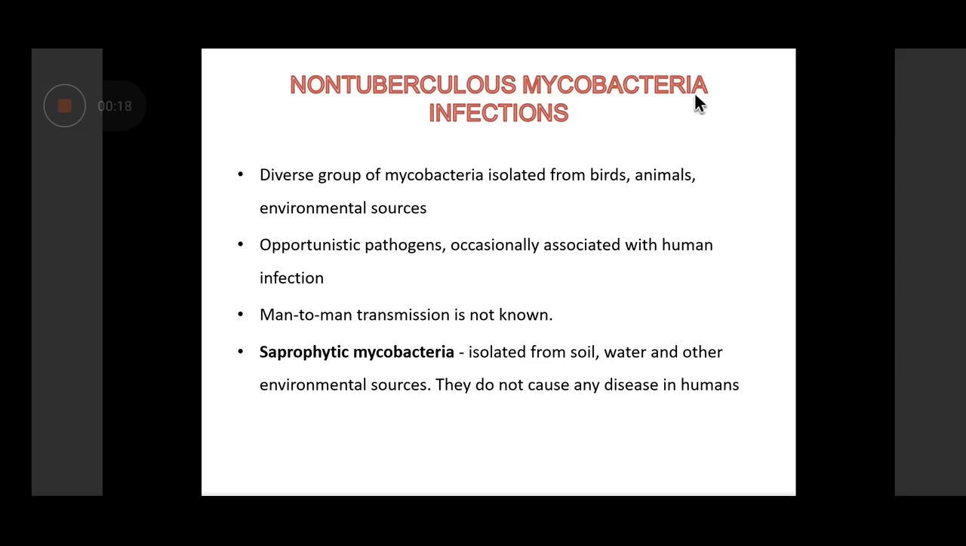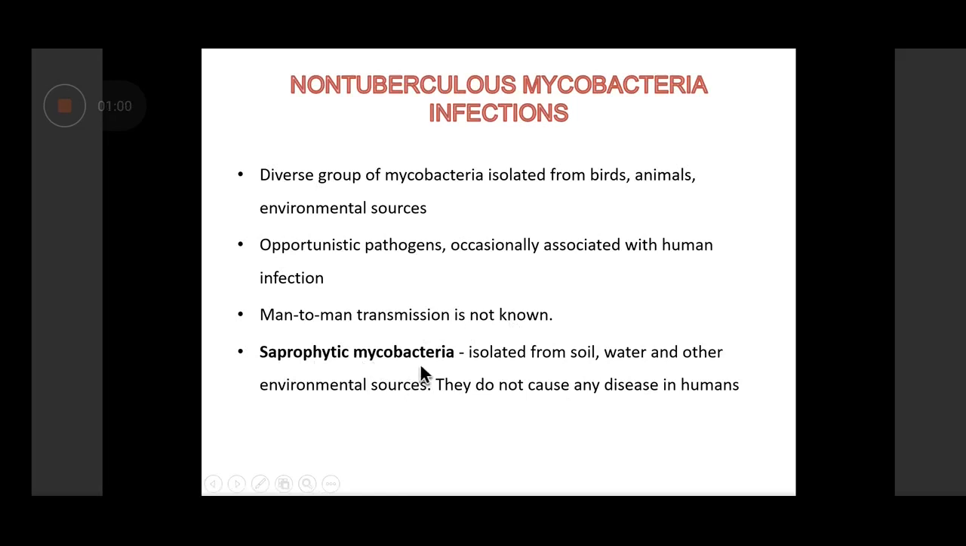Okay. So another important topic is non-tuberculous mycobacteria infections, also known as NTM, and you can get a question on this. These are atypical bacteria, a diverse group of mycobacteria isolated from birds, animals, and environmental sources. They are mostly opportunistic pathogens associated with human infections, most commonly in immunocompromised individuals. Unlike Mycobacterium tuberculosis, in NTM man-to-man transmission is not known.